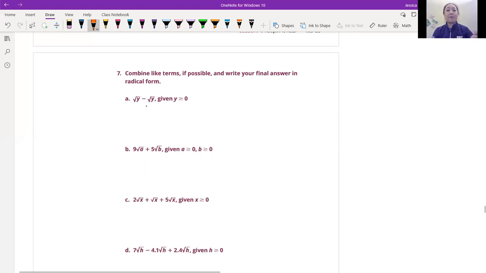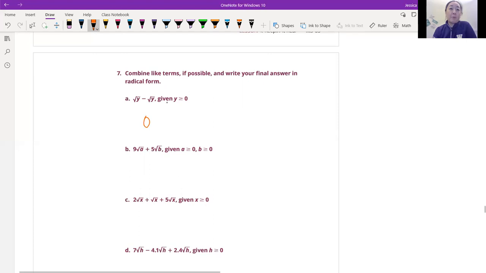So what is the square root of y minus the square root of y? And you're like, well, doesn't that just cancel out? I'm like, yeah, just 0. Done. And you're like, what? It's supposed to be in radical form. That is in radical form. It's just 0. There's nothing else, so you would just leave it at 0.